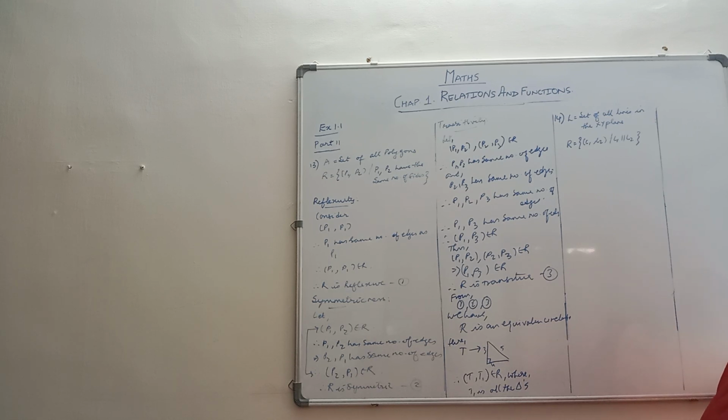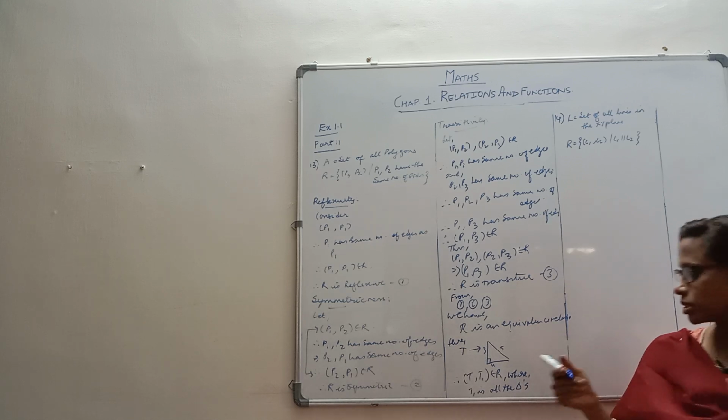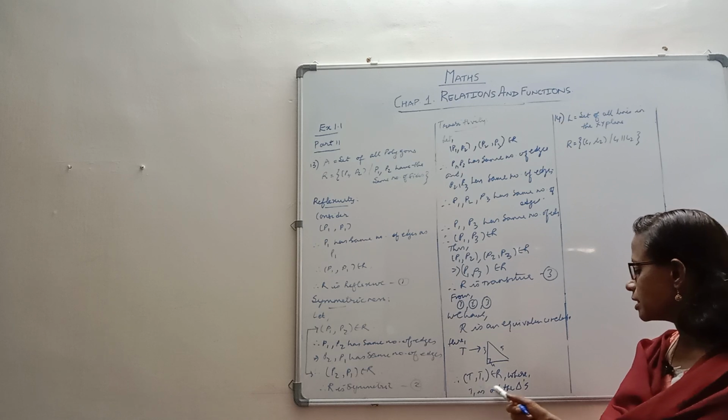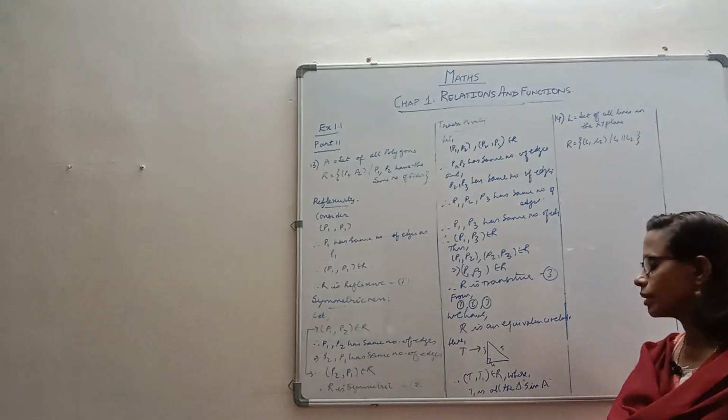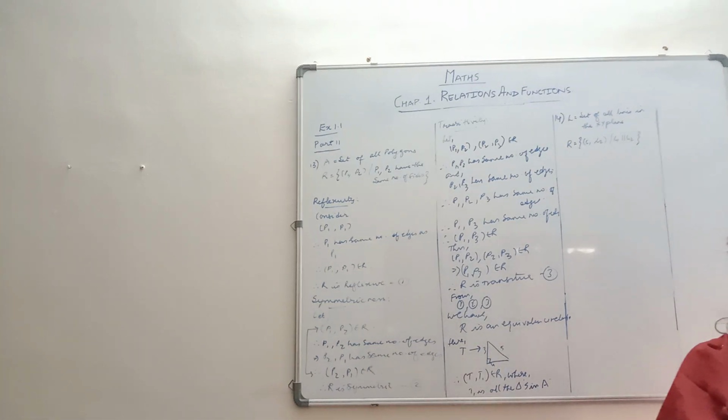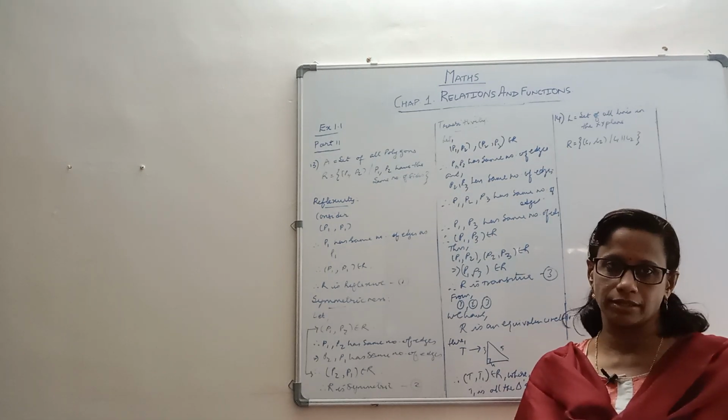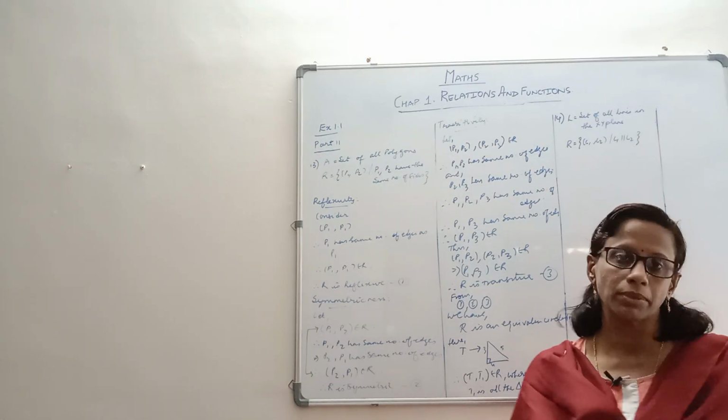Let me be specific: what is the set of elements in A that is related to a right triangle? The set of elements where T is all the triangles in A. Right, so that is what it is. Which are the elements which are related? They are all triangles. So that's all about problem number 13.